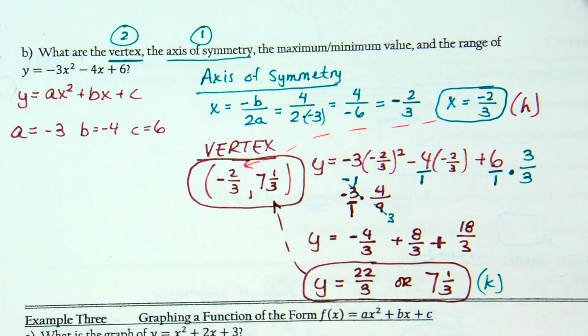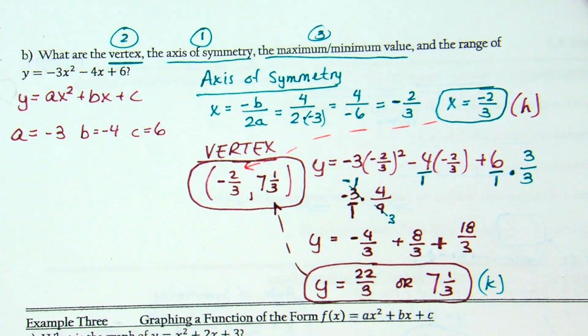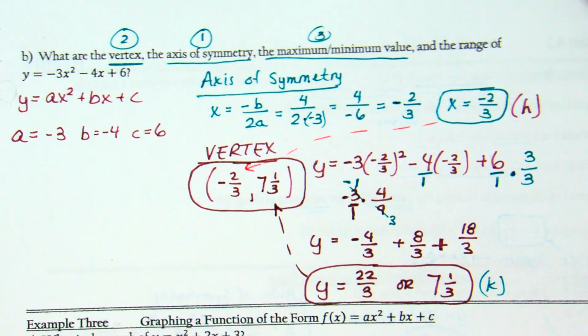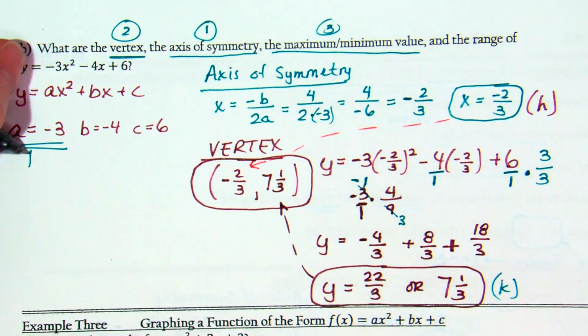Number 3 is max-min value. In order to know if there's a max or a min, we have to know something about this parabola. What do we have to know? Up or down? How do I know my parabola is upside down? Good. Because my A is negative, that tells me my parabola is upside down. An upside down parabola has a maximum vertex.